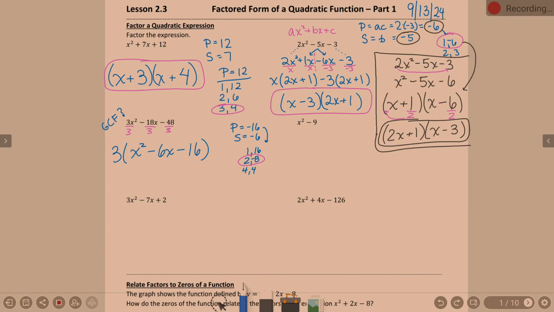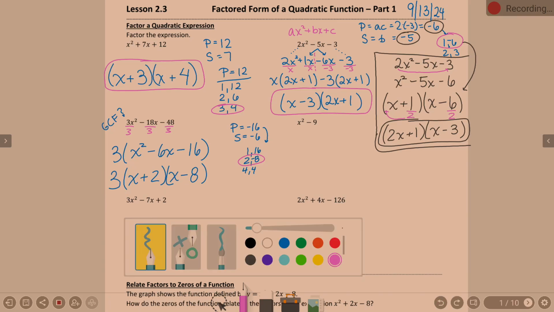So, okay. What about this 3 out front? Stays. Don't lose it. That'll cost you a point. Then, x squared minus 6x minus 16 breaks up into 2 parentheses. X squared breaks up into x and x. And then my numbers that go in here are plus 2 and minus 8.